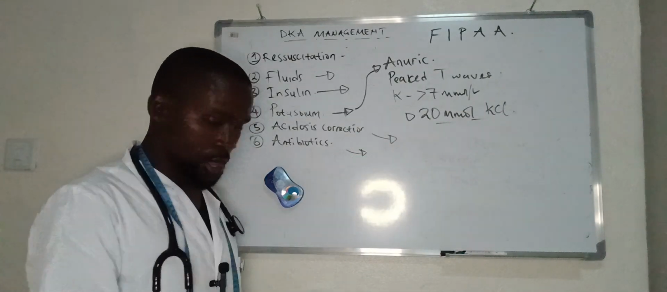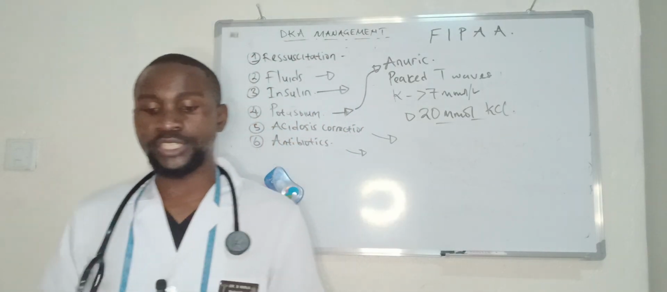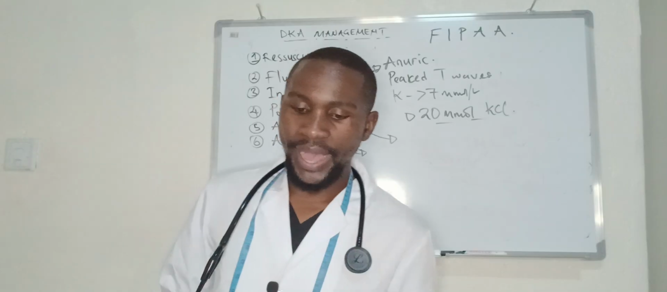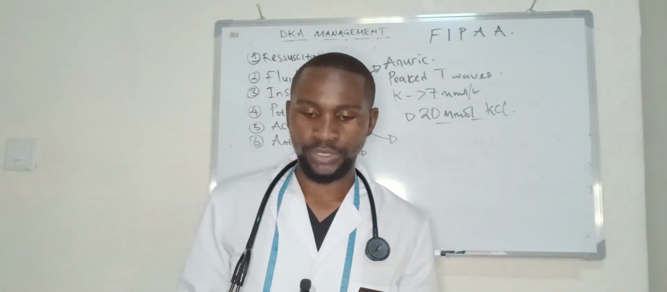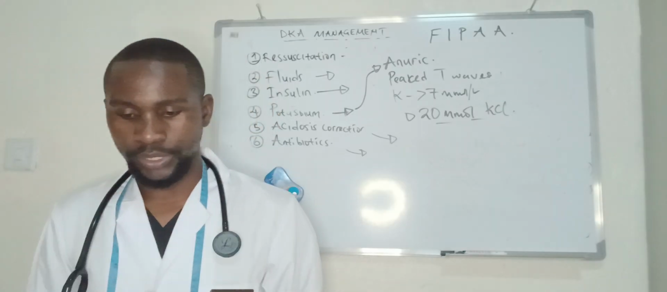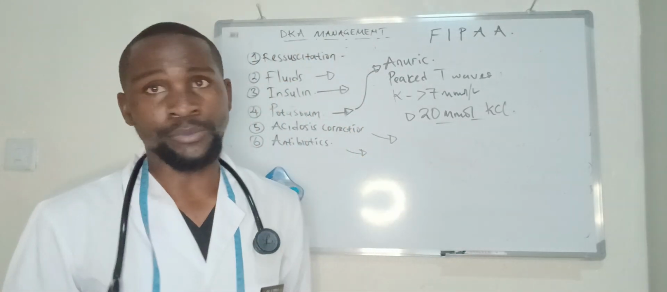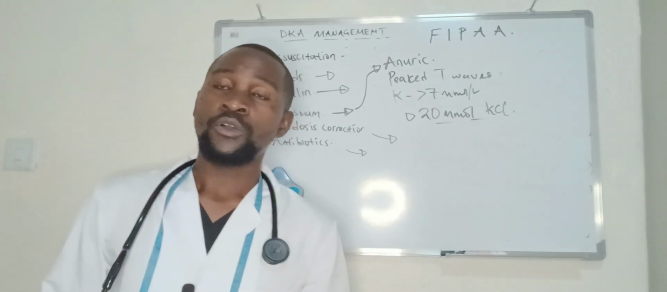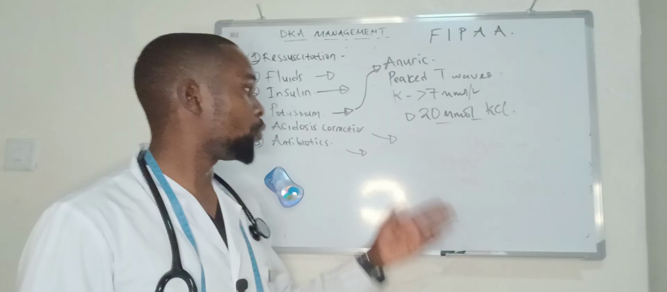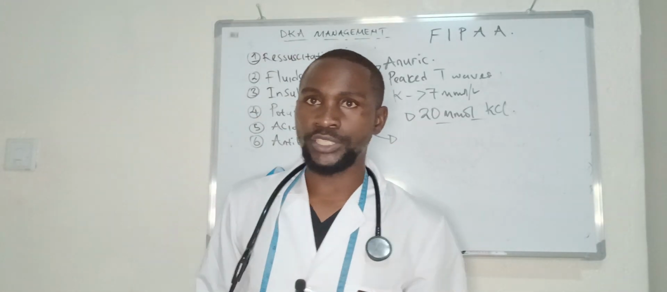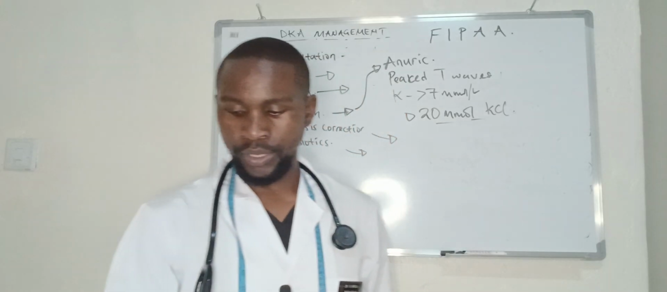Antibiotics also: you can consider broad spectrum antibiotics. The administration of proper antibiotics is guided by the culture and sensitivity results. But starting empirical antibiotics on suspicion of infection until culture results are available might be advisable, because one of the commonest triggers of DKA is infection.